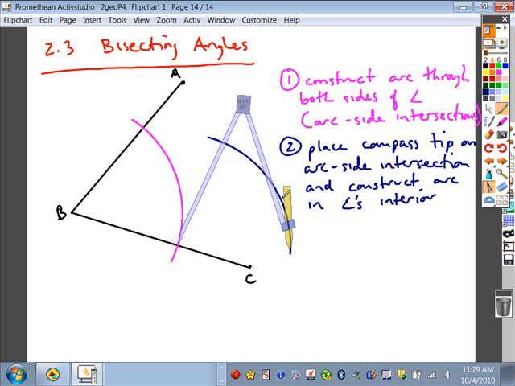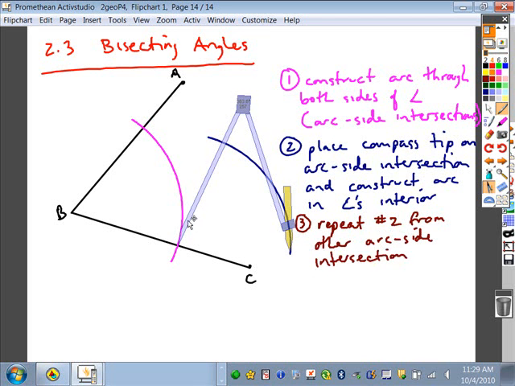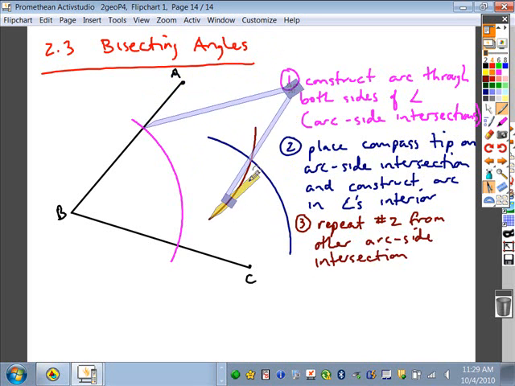You don't have to extend it beyond the interior because an angle bisector has to fall in the interior of an angle. And then you're going to repeat this step from the other arc side intersection. So once again, without changing the compass setting, place the compass tip on the other arc side intersection, construct an arc in the interior of that angle, and you should find an arc-arc intersection.